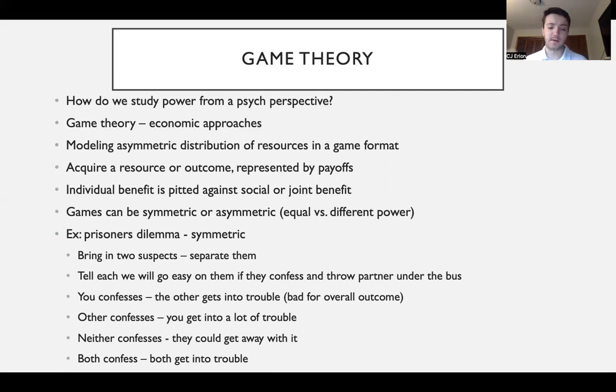And so there are four options for things that can happen here, right? There's either you confess, so you get less of a punishment, but still a punishment, and the other person, your partner, gets into more trouble. This is a pretty bad overall outcome, right? Because both people are still getting some extent of punishment. You can not confess and your partner can confess, and then that's really bad for you because then you're the one who gets into a lot of trouble.